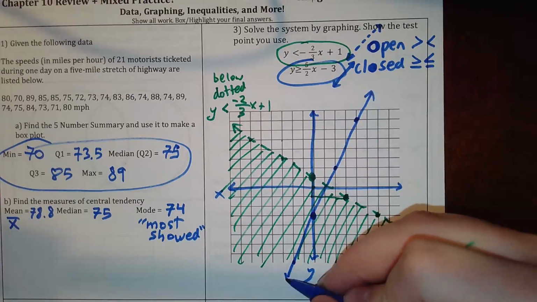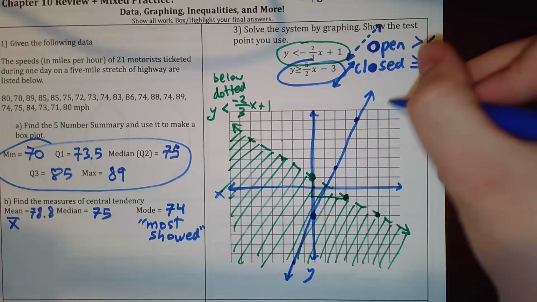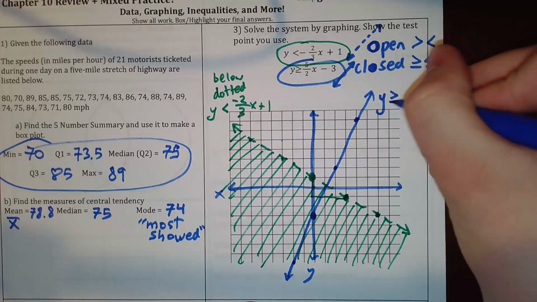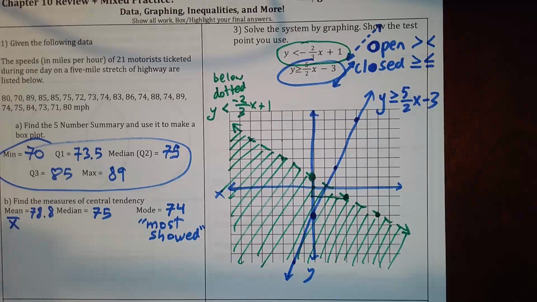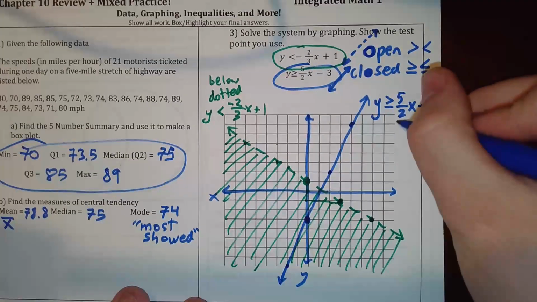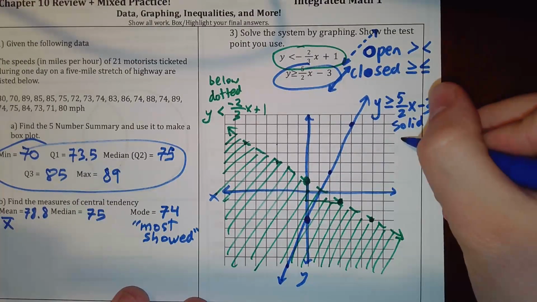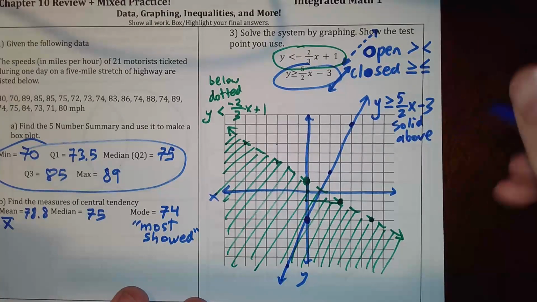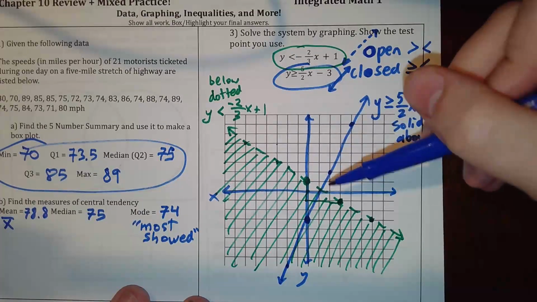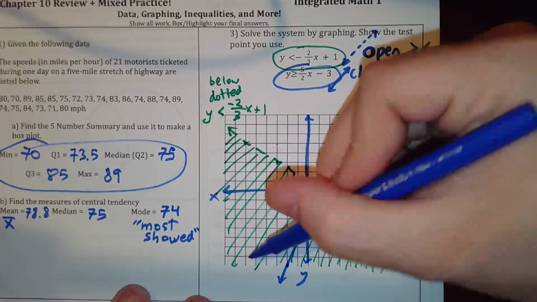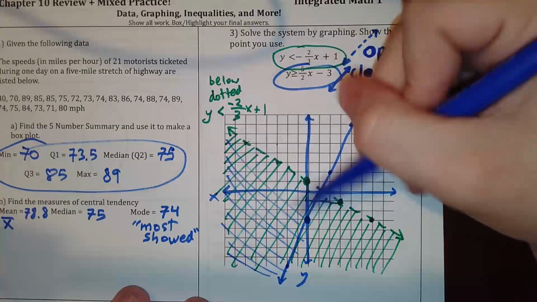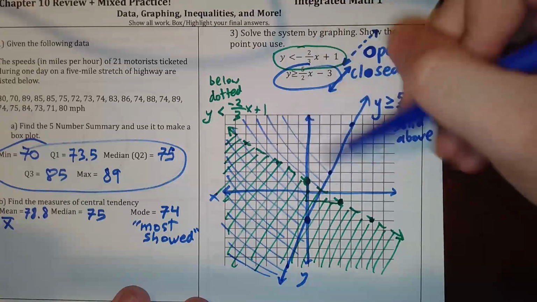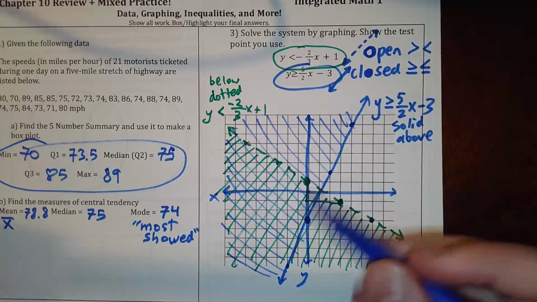And I'm going to create a solid line. Again, the inequality that I just graphed was y is greater than or equal to 5 over 2x minus 3. So this is going to be a solid line, and it's also going to be shaded above since it's greater than. So above this line is going to look like this, above the line there.